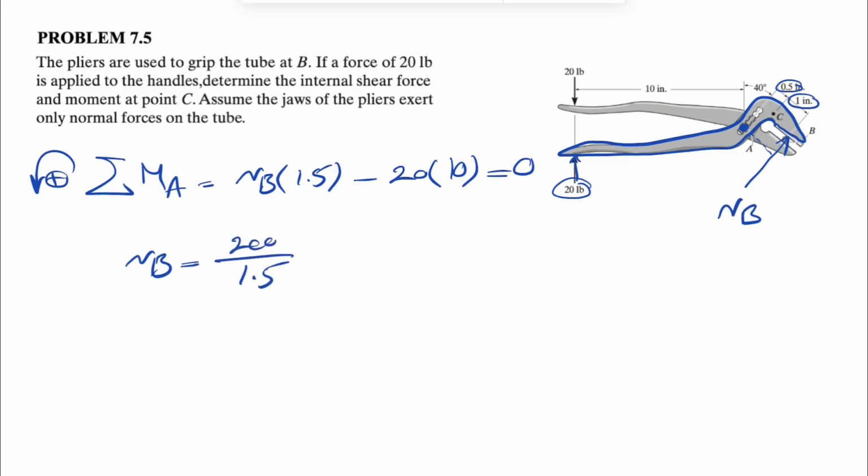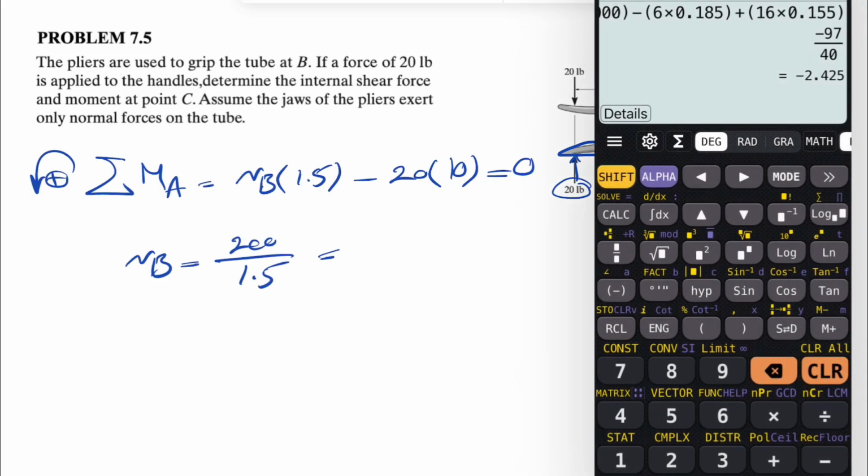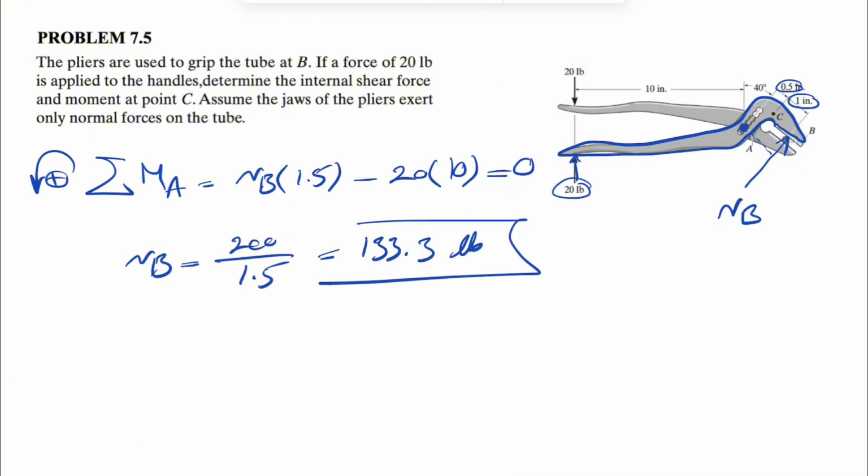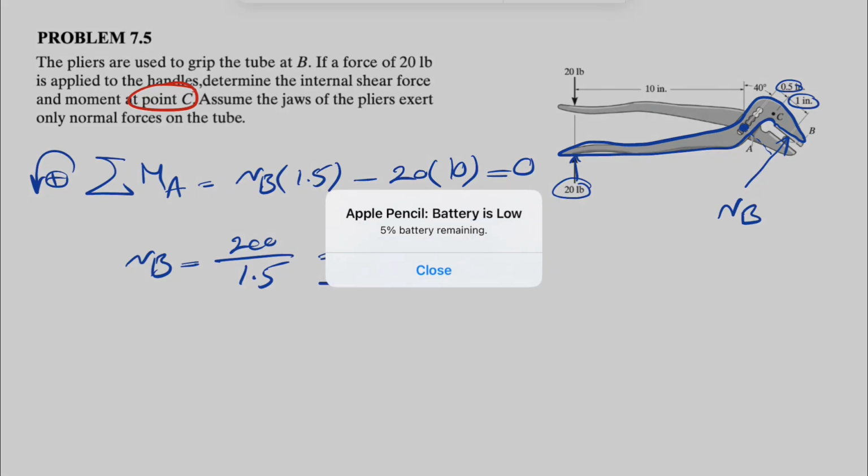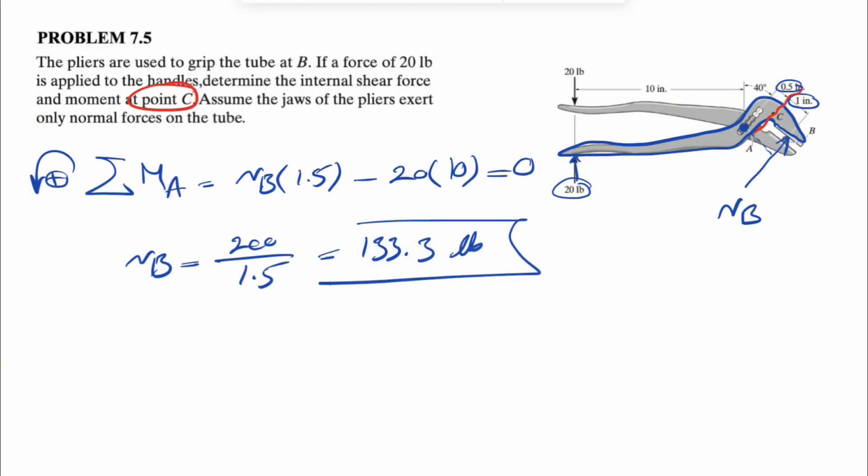So here our NB, or the normal force from the tube to the jaw, would be 200 divided by 1.5. Let's calculate this. 200 divided by 1.5, that's going to be 133.3 pounds. And now we have to find the internal forces and bending moment at point C. So we're just going to do a section at C, and we're going to consider that section that I shaded in red. So we are talking about this part where we have our NB here, 133.3 pounds.